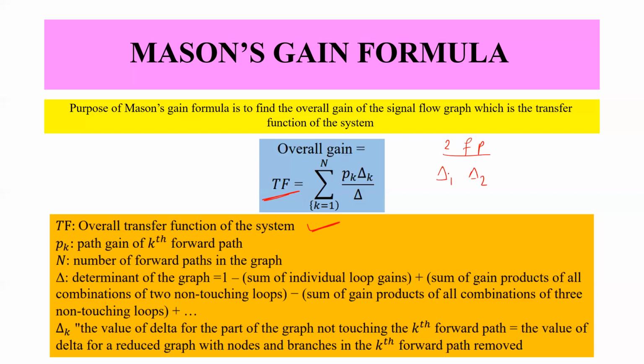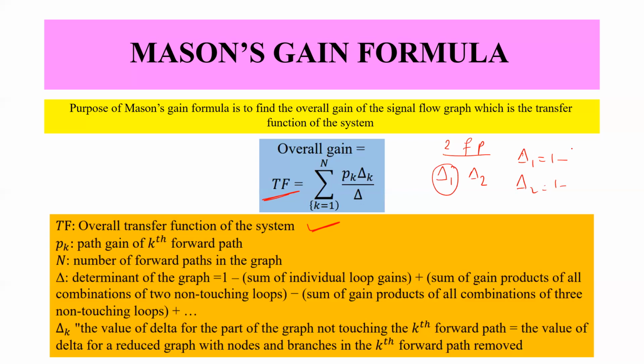So we need to see the loop which is not touching this particular path. So delta 1 is equal to 1 minus the gain of that loop which is not touching the first forward path. Similarly, delta 2 will be 1 minus the gain of that loop which is not touching the second forward path. So in this way, we will have to identify this. And once we identify all such things which are mentioned in this formula, we will write them down here, and then we will find out the overall transfer function using this particular formula, which is Mason's gain formula.